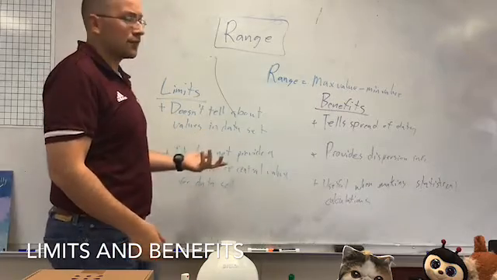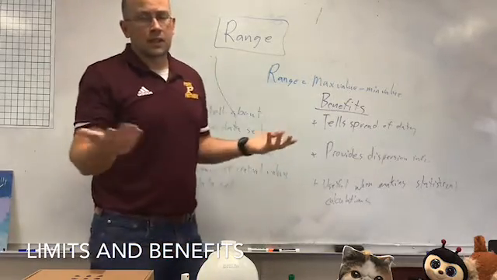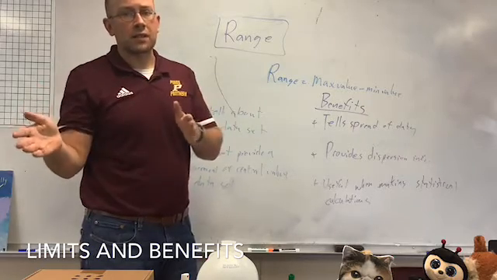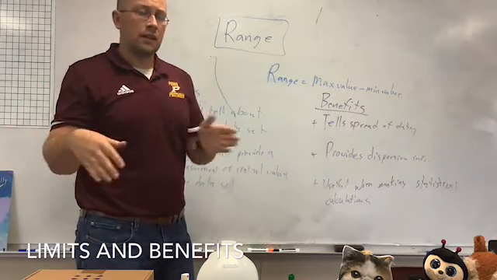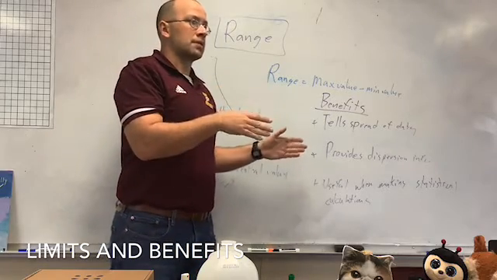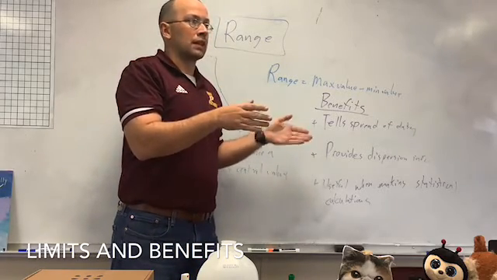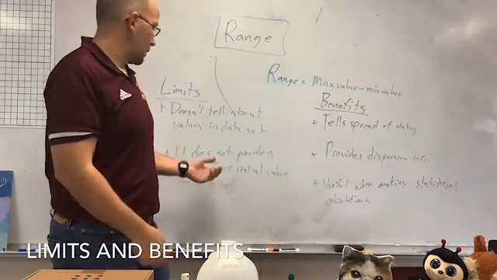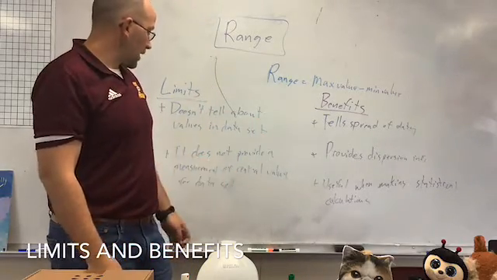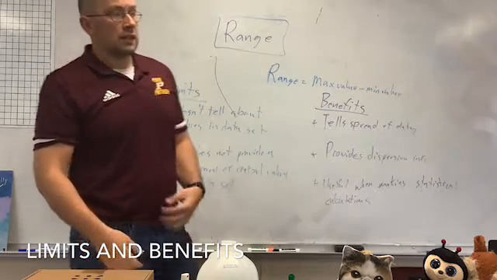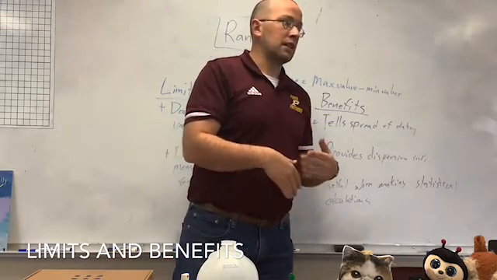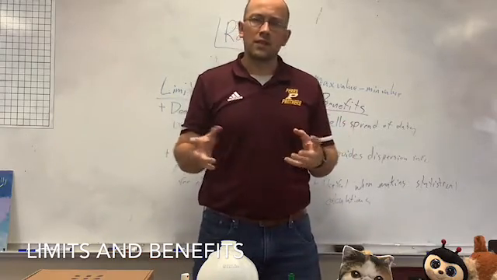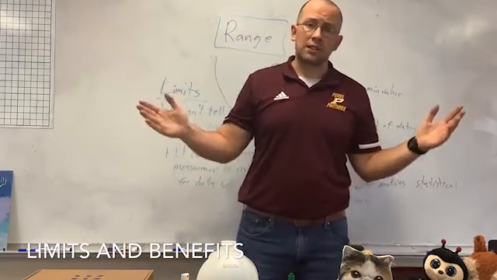It doesn't tell you anything about the values in the data set. You could have numbers in the 1,000s and be spread out 20, and you could have numbers between 10 and 30 and it'd be spread out 20. It doesn't tell you anything about the numbers you have. It does not provide a measurement of central value, whereas mean, median, and mode all had their ways of trying to show you what was in the center. This does not. This just shows you how spread out the data is.